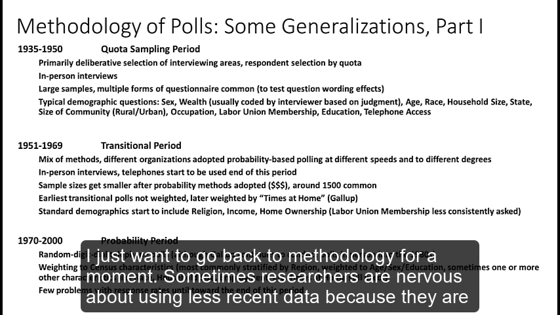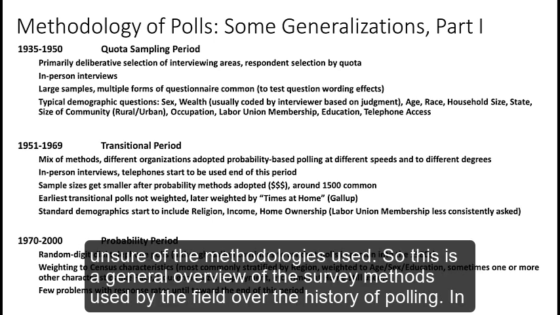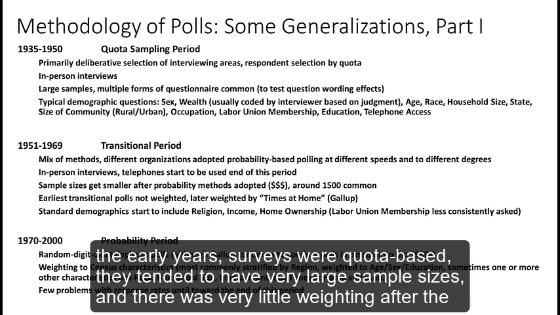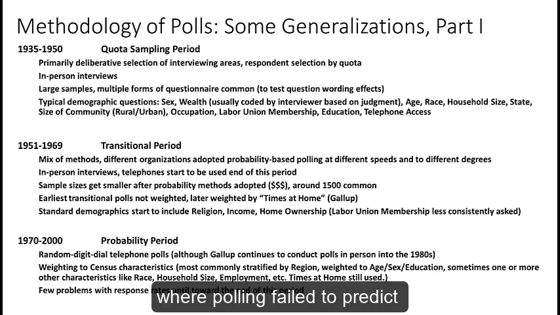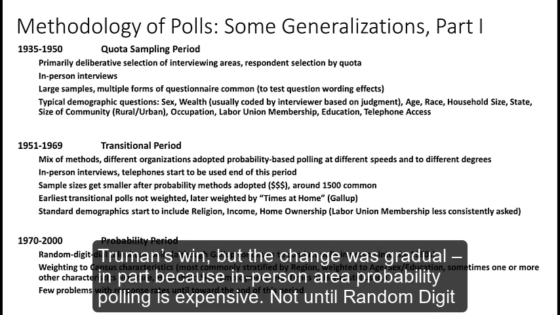I want to go back to methodology for just a moment. Sometimes researchers are nervous about using less recent data because they're unsure of the methodologies used. So this is a general overview of the survey methods used by the field over the history of polling. In the early years, surveys were quota-based. They tended to have very large sample sizes, and there was very little weighting after the data was collected. The quotas served as the primary form of weighting. The shift toward probability-based methods came after the 1948 election, when polling failed to predict Truman's win. But the change was gradual, in part because in-person area probability polling is really expensive.